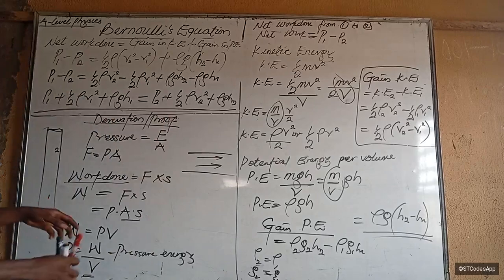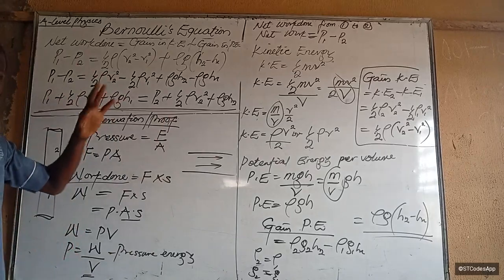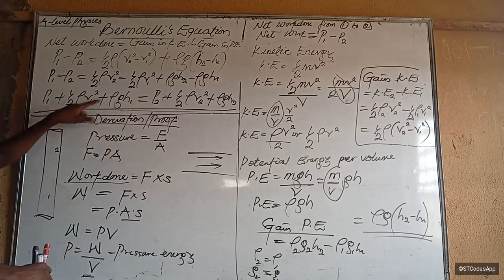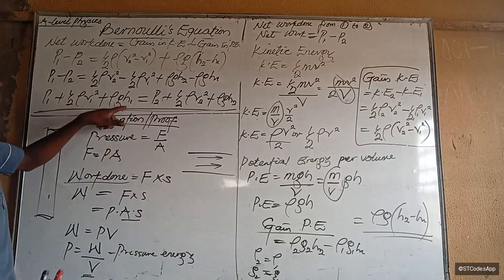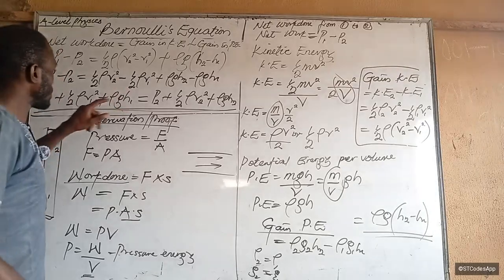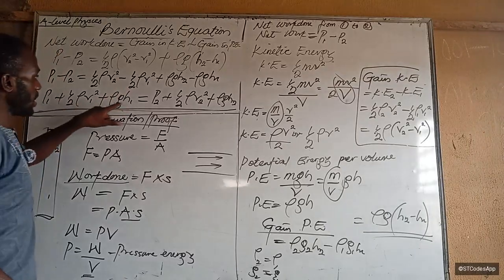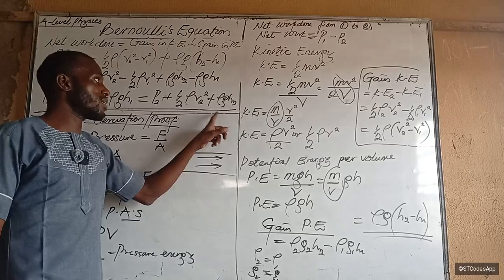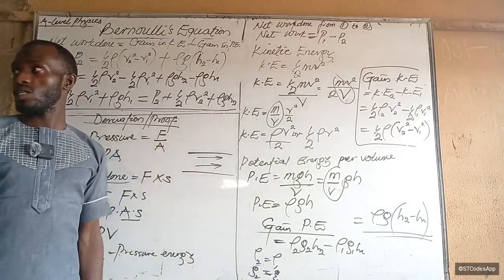And it states that for an ideal fluid in steady flow, the sum of the pressure energy plus the kinetic energy plus the potential energy, all of them per unit volume, is constant. So you see that this is equal to P2 plus half rho V2 squared plus rho g h. That will be it for this video.